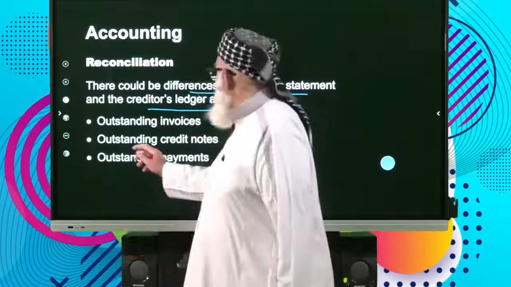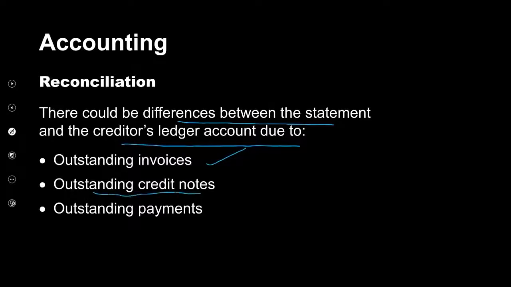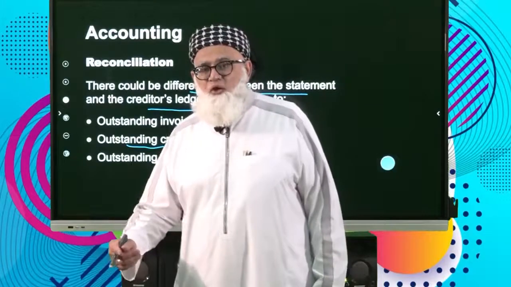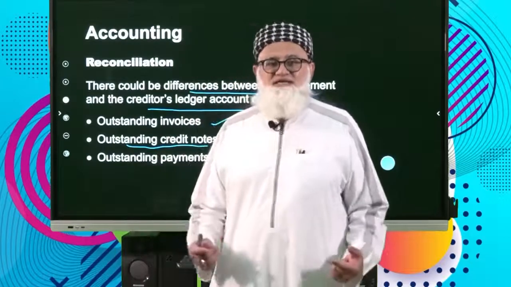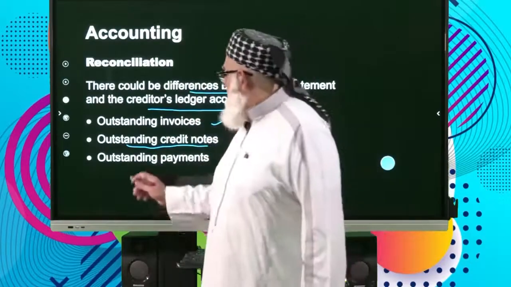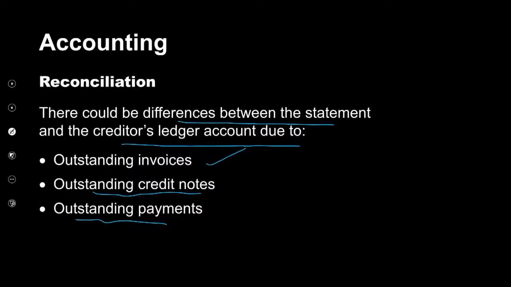It would also be outstanding credit notes. You have returned some stuff to your supplier, you've made the entries in your ledger, they haven't updated their records. As a result, a discrepancy. Also, outstanding payments. In what way?